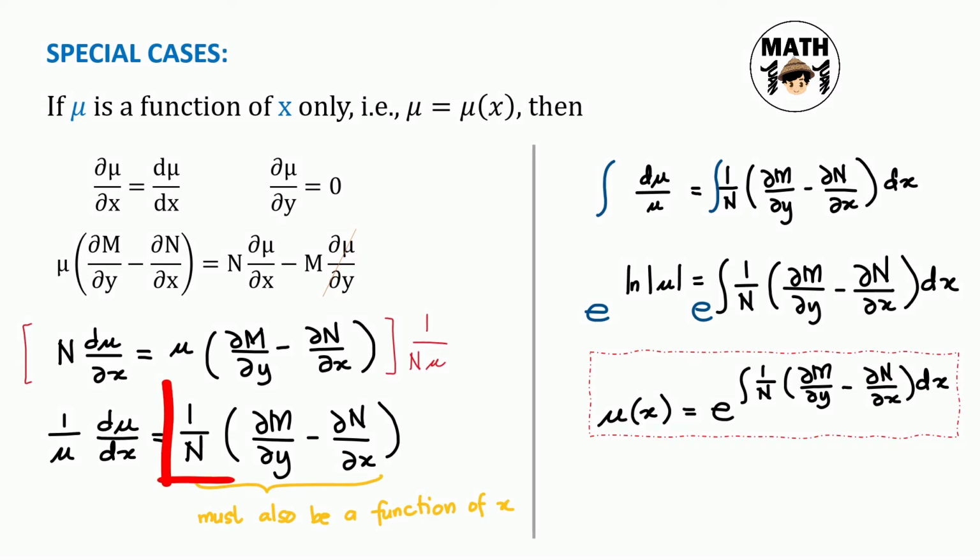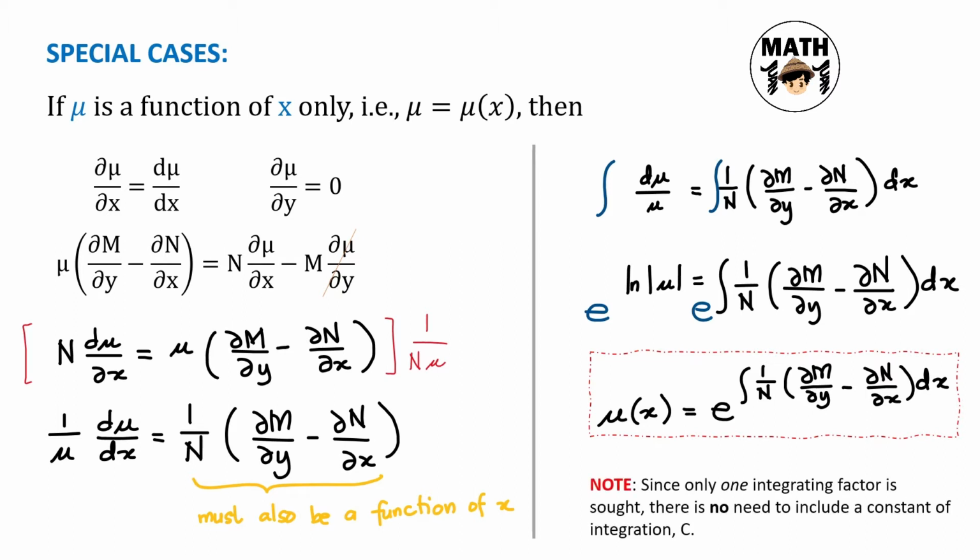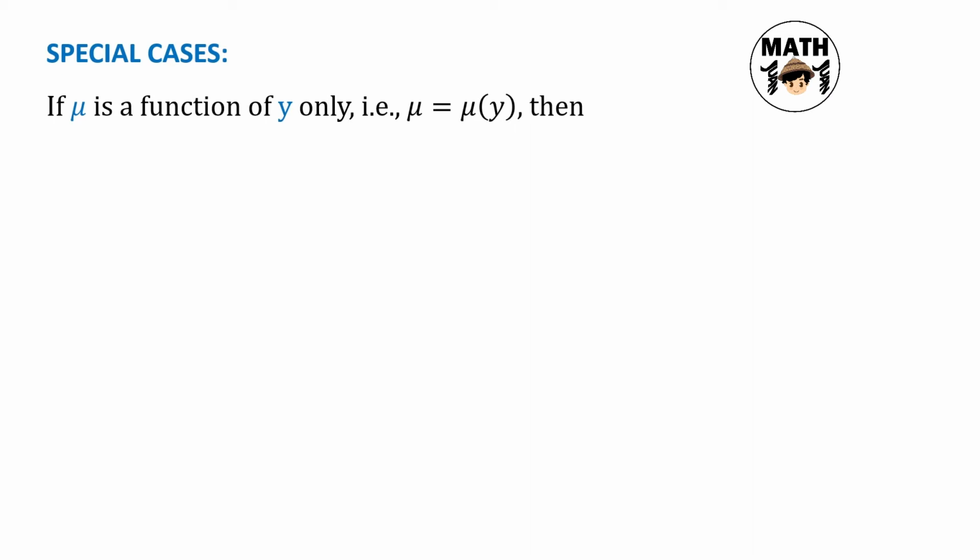Take note that this can only be applied if the right-hand side is also a function of x. You might ask, we performed indefinite integration but we did not add an integration constant. Take note that we do not add an integration constant because we are only looking for one integrating factor. So, that is the reason why we did not add a constant C. Another special case that we can consider is if mu is a function of y only.